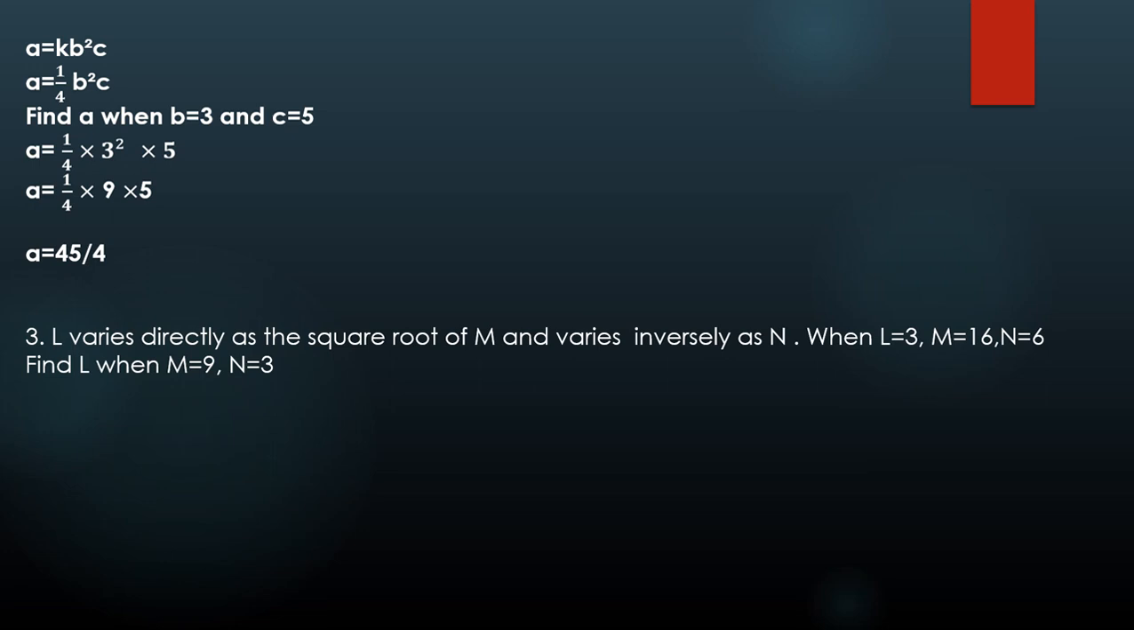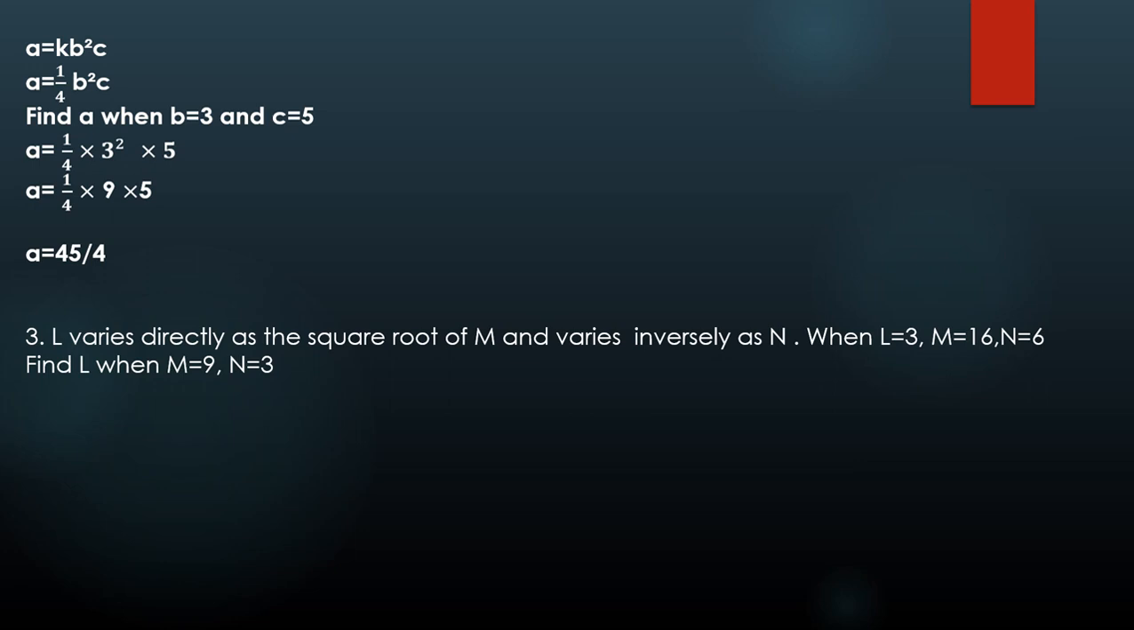Let's try a tougher example that would involve both direct variation and inverse variation. Here I have it. It says L varies directly as the square root of M and varies inversely as N. When L is equal to 3, M equals 16, N equals 6. Find L when M equals 9 and N is 3.